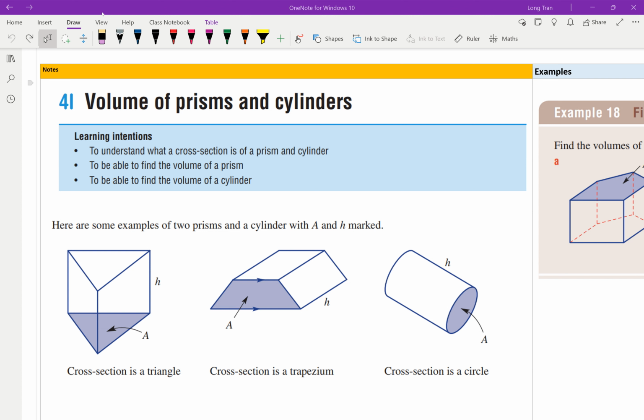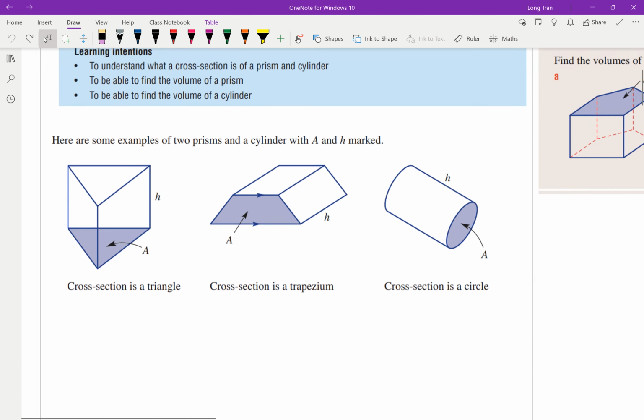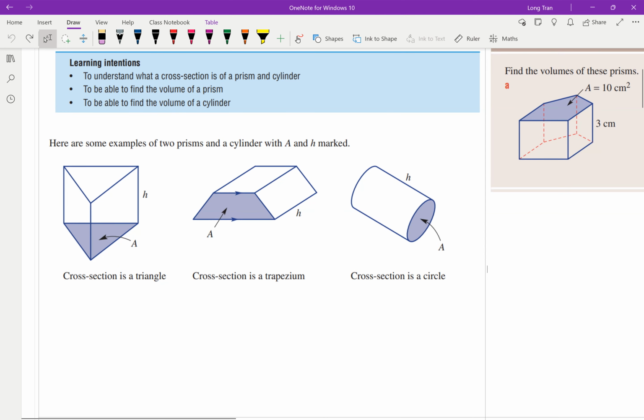So, volume of prisms and cylinders. What I want to go through today is a revision of what we did in 4H. In exercise 4H, I first introduced you to volumes. If you wrote your notes, how do you find the volume again? I gave you a formula in general. What is the volume formula again?